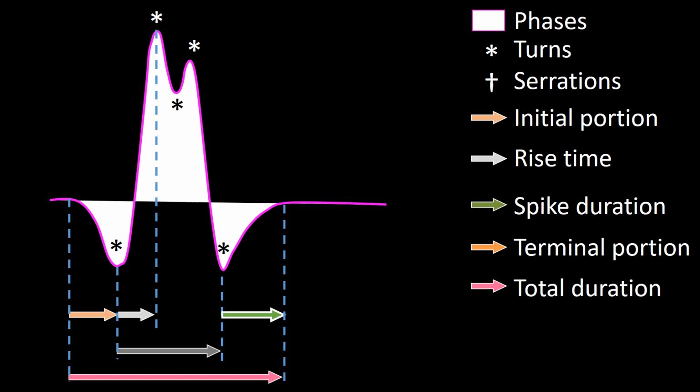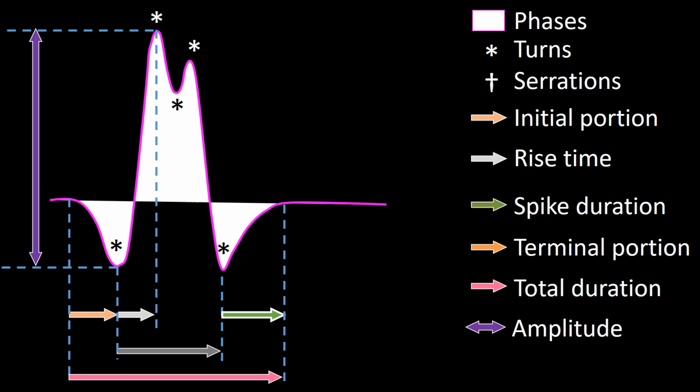The term total duration refers to the time from the first deviation from baseline to the final return to baseline of the potential. The term amplitude refers to the microvolts from the nadir of the first positive wave to the zenith of the highest negative deflection.